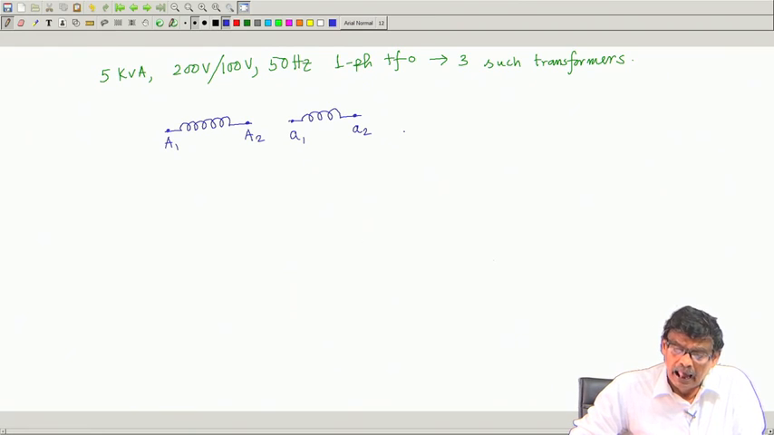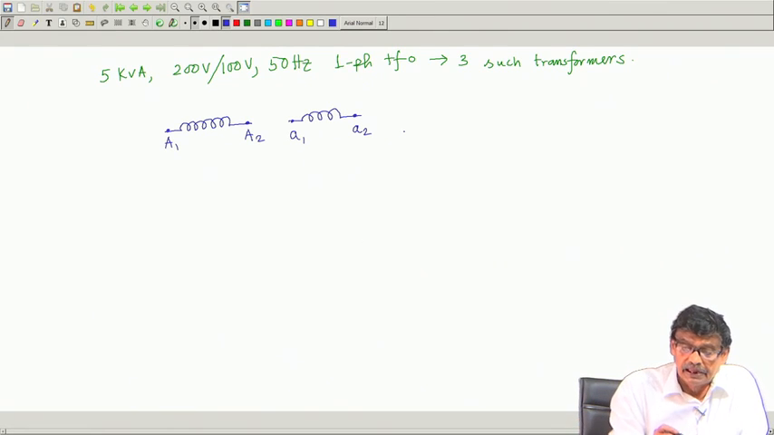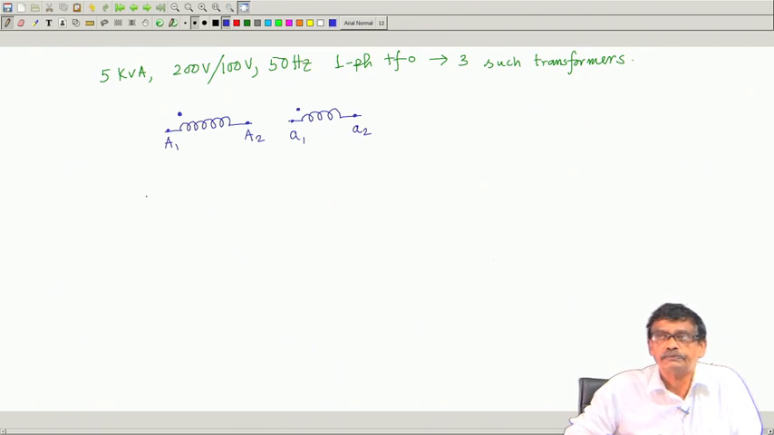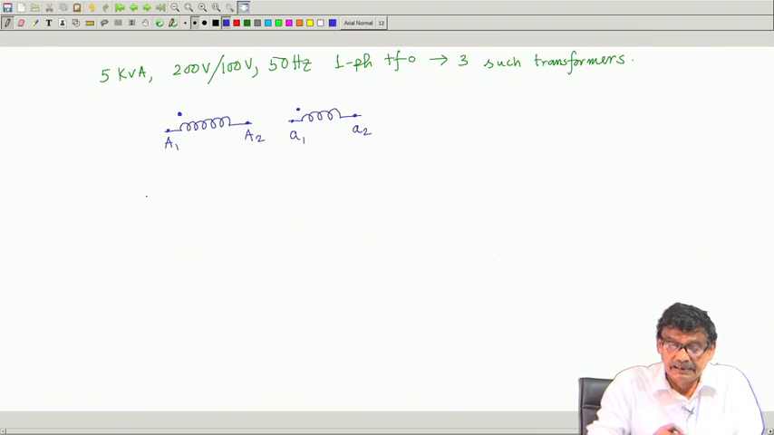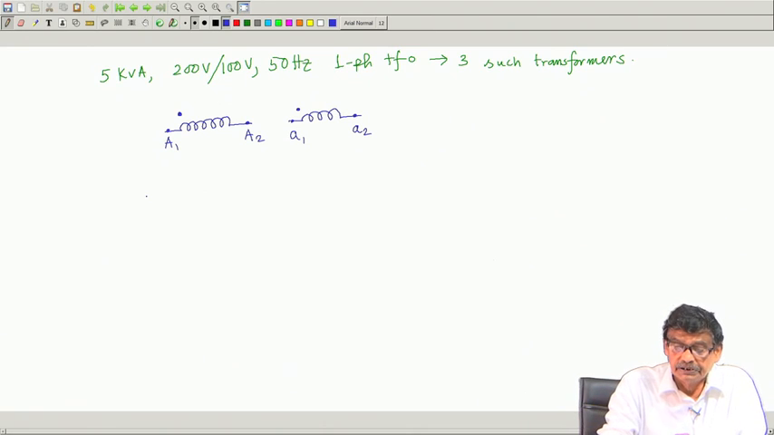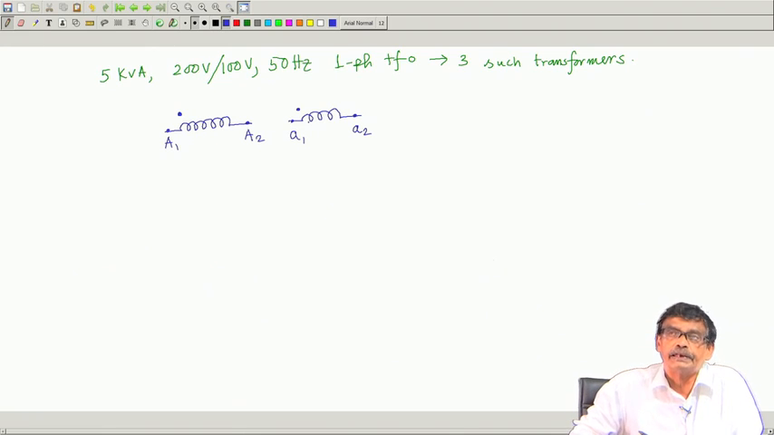and also I will assume that this terminal capital A1 and small a1 are dots, and that I know how to ascertain by doing some test. So, polarity test I will do, put the markings. So, this is one transformer, and this transformer I will call transformer A.